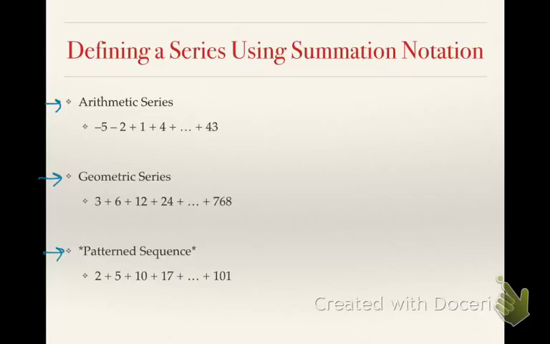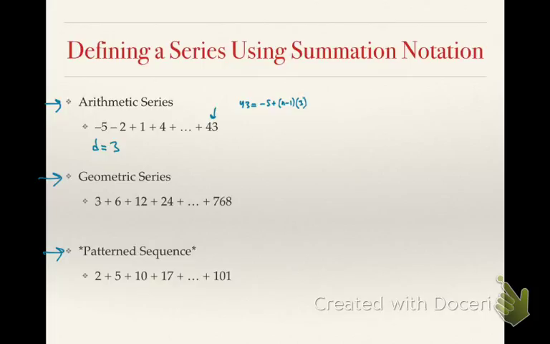So I know that the first term of the arithmetic sequence is negative 5. The next term is negative 2. The next one's positive 1, positive 4. I can clearly see my common difference here is positive 3. I need to find the n value associated with the 43, so I'm going to use the arithmetic sequence formula to find out how many terms we have. So the nth term, which is 43, is equal to the first, which is negative 5, plus n minus 1 times the common difference, which is 3.